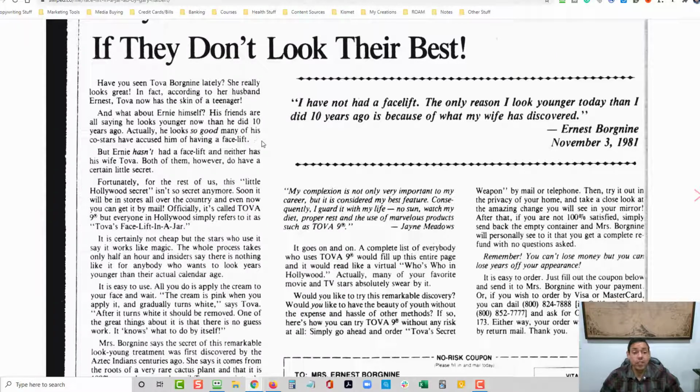And what about Ernie himself? His friends were saying he looks 10 years younger now than he did 10 years ago. Actually, he looks so good, many of his co-stars have accused him of having a facelift, right? Not just brought up, they've accused him, right? Like he looks so good that they're accusing him of a facelift. That's a pretty big deal.